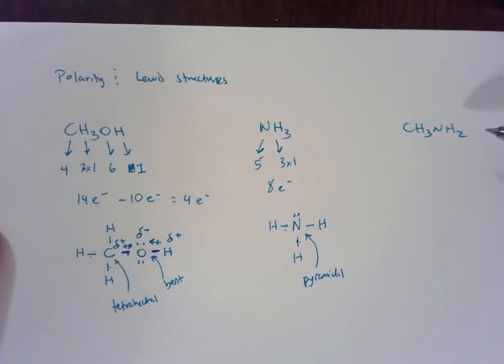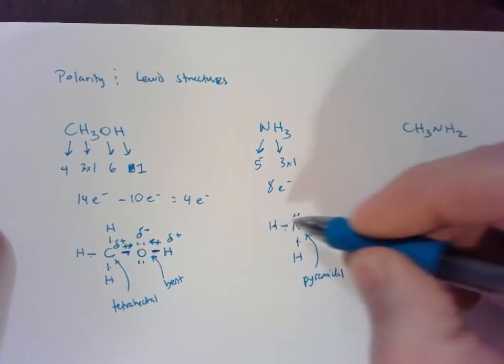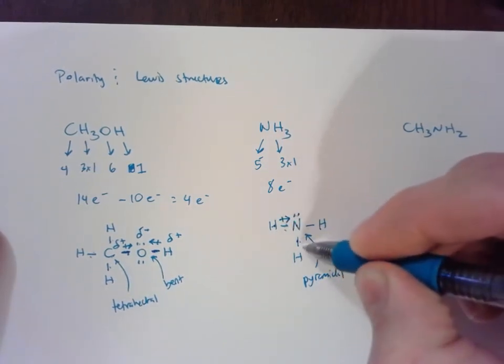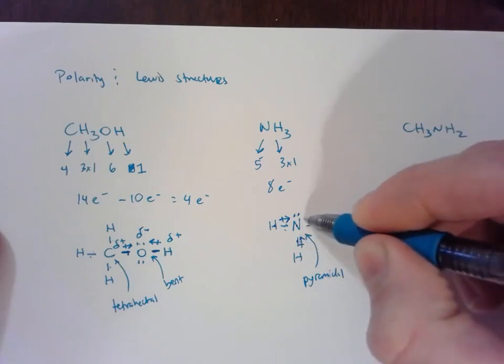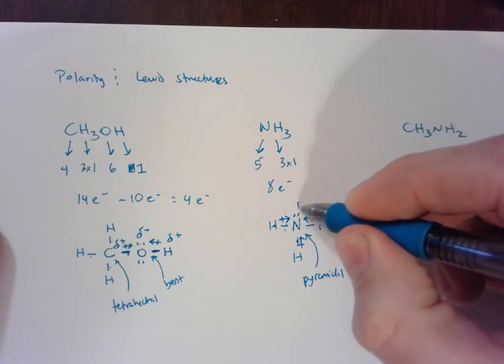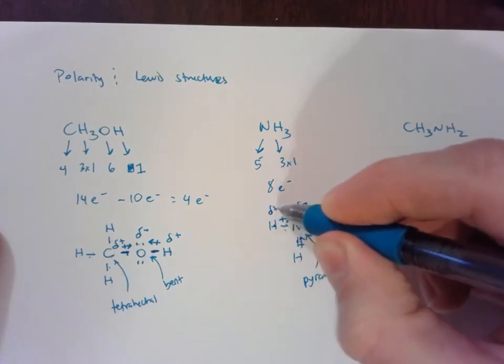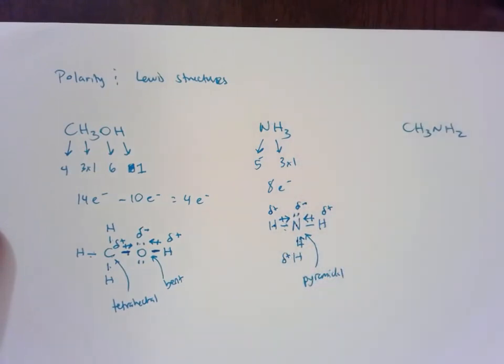If we look at the polarity, nitrogen is going to be partially negative because nitrogen is more electronegative than hydrogen. So each one of these bonds is polar with the electron density flowing towards nitrogen, so it will have a partial negative, and each one of the hydrogens will be partially positive.